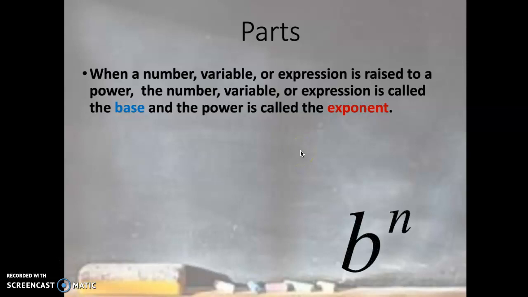Alright, couple important parts. When a number or variable is raised to a power, it's called the base. So this will be my base, and this right here will be my exponent. If things have the same base, they have certain rules. If they have different bases, they have different rules. So it's very key knowing the larger portion is your base and the smaller number is your exponent, okay?